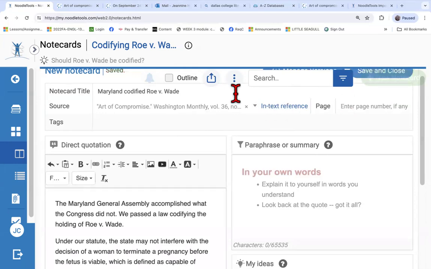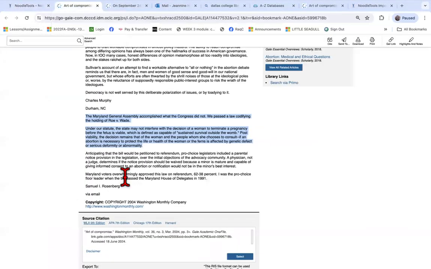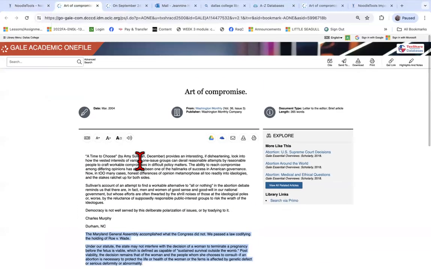And that's why I chose this, because let's go back over here and look at Art of Compromise. So this is what you're going to have to do. And I know you don't want to do it, but I'm sorry, you're going to have to do it. You're going to have to download the article. Why? Well, I want to know exactly what page it's on. This will not tell me. So I have to look at the actual article.